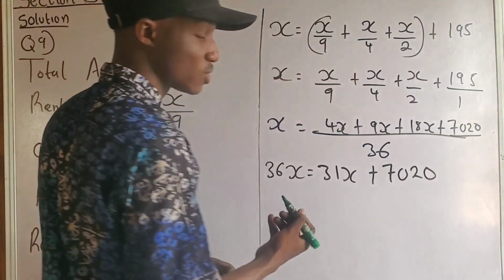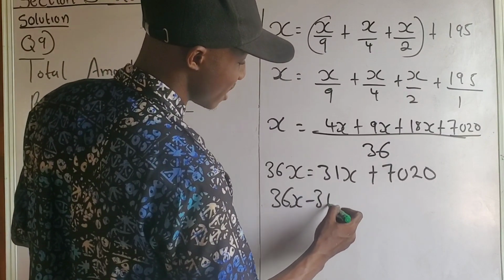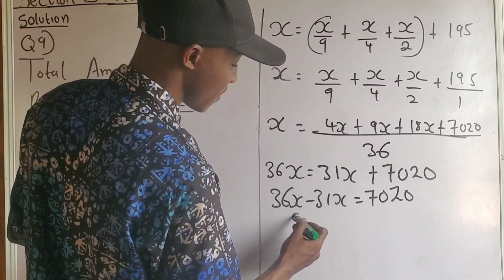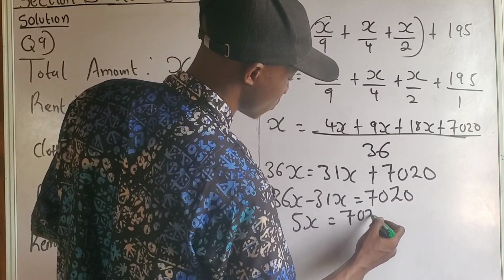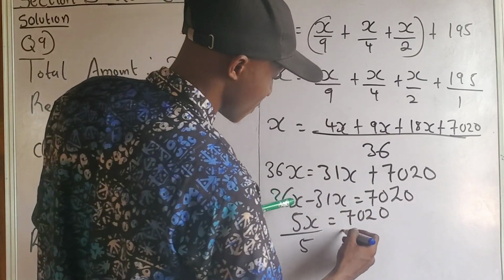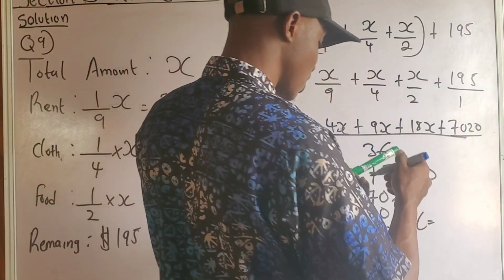The goal is to find the value of x. So I'm going to collect like terms: 36x minus 31x equals 7,020. Okay, 5x equals 7,020. To get the value of x, divide both sides by 5. This over 5 and this over 5. x equals 7,020 divided by 5.